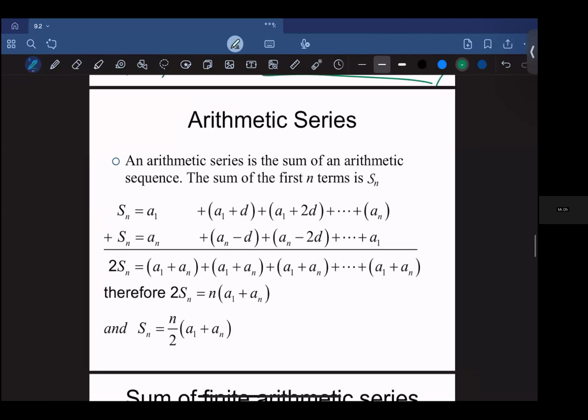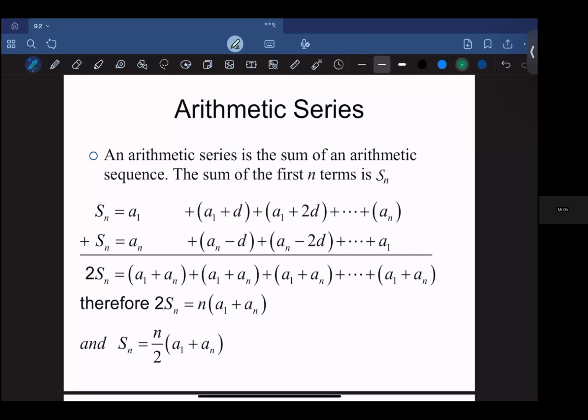We have the arithmetic series. An arithmetic series is the sum of an arithmetic sequence. We're going to see some spooky looking stuff right below this, but all you need to know is that we're taking an arithmetic sequence, all the stuff we've been doing so far with those small equations. And this is just a shortcut, a formula for us to add all those numbers up to whatever n we're at, like n equals 10, up to that. The sum of the first n terms is Sn.